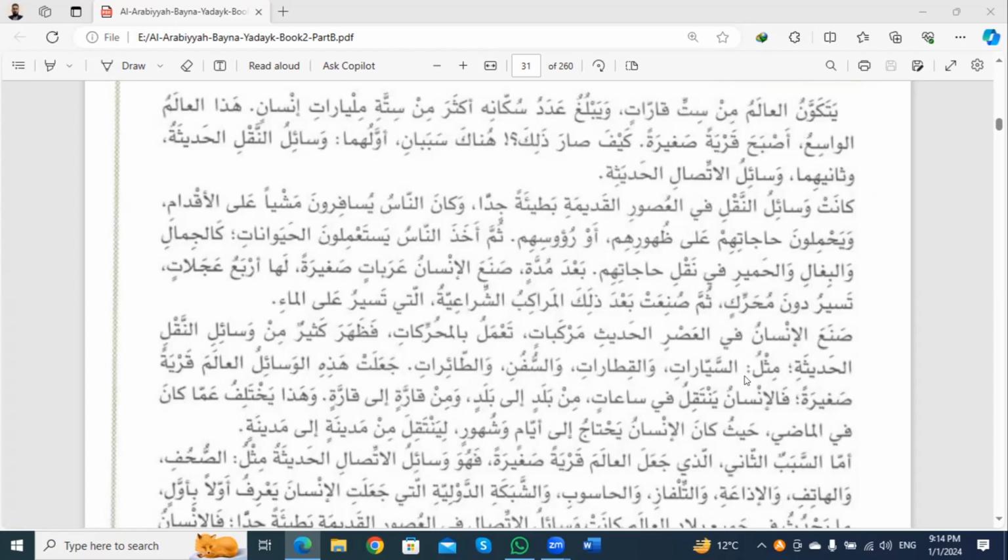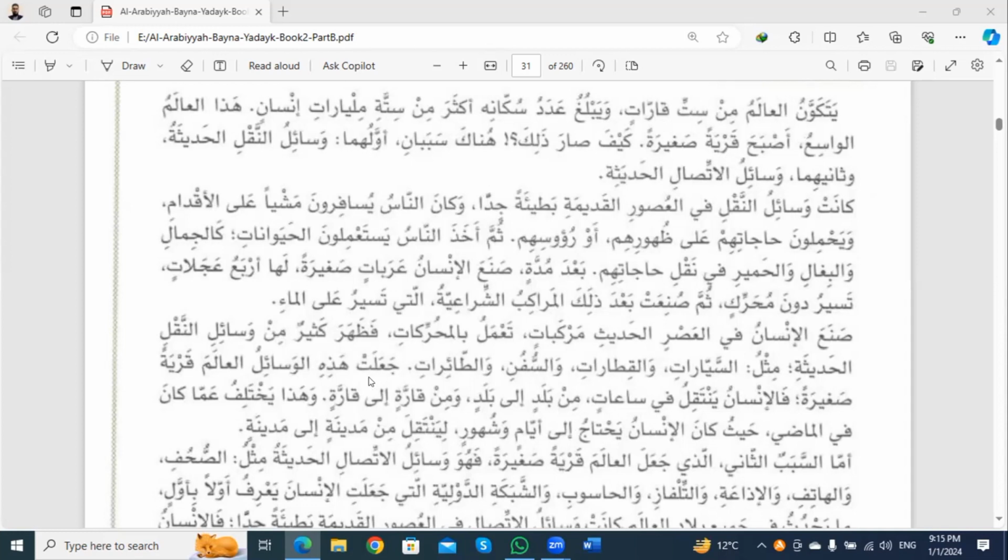Such as cars, trains, ships, and airplanes. These means made the whole world a small village.